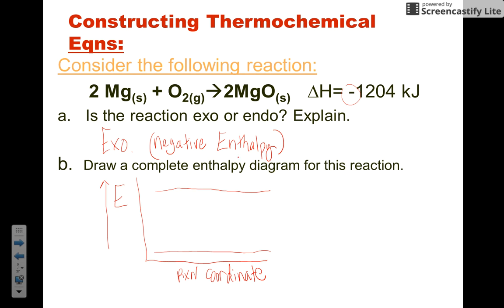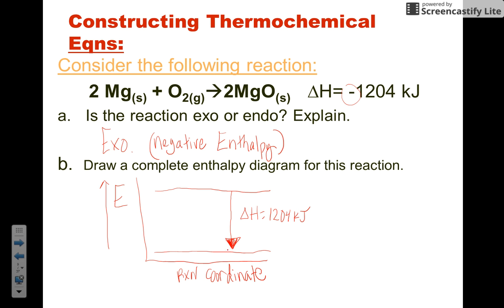So if the reaction is exothermic, which we have here, then you're going to put an arrow pointing down, and this arrow represents the direction the energy is flowing, so the energy is lowering. And so you would put here that delta H is 1,204 kilojoules, and the direction indicates it's lowering energy.